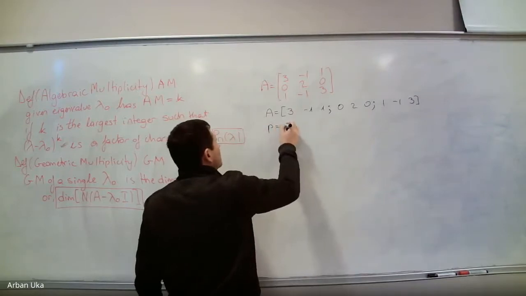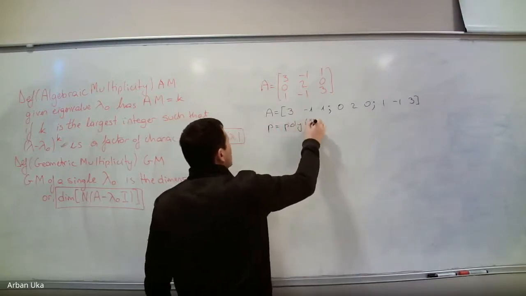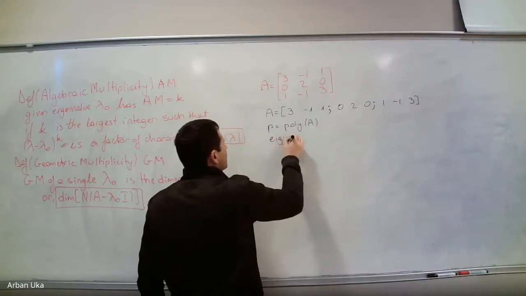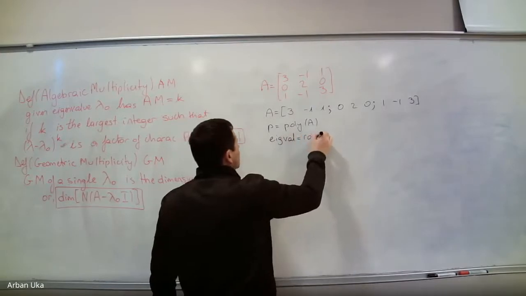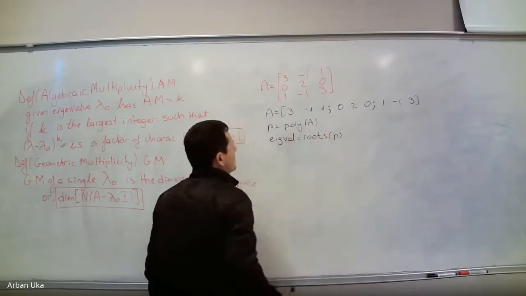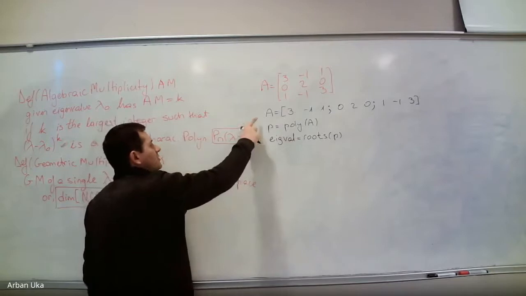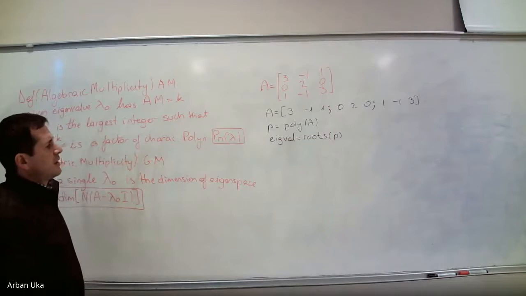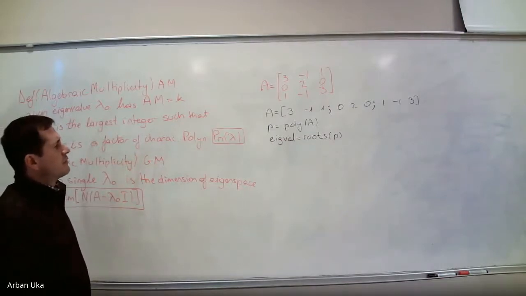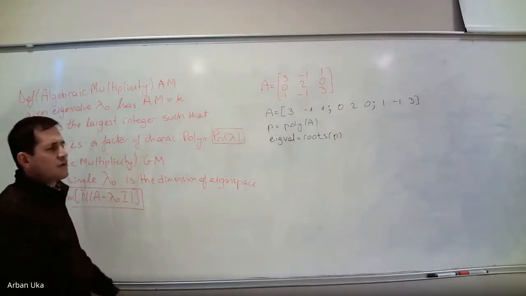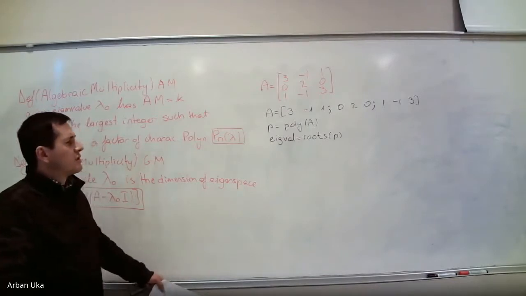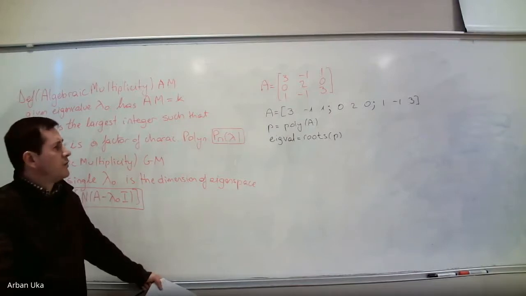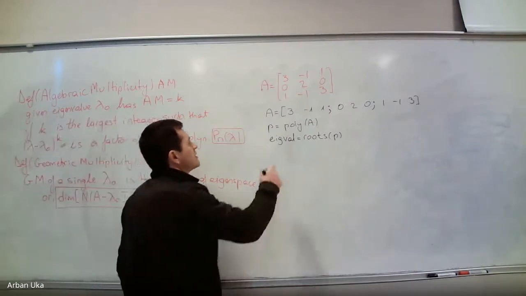Then you can say P is equal to the poly of A. Then eigenvalues, you can write here eigenvalues, equal to the roots of P. Which means that you first enter the matrix, then you find the characteristic polynomial, and this will give you the coefficients of all of the terms. So it's going to give the coefficients of lambda to the power 3, lambda squared, lambda to the power 1, and lambda to the power 0. But now, let's continue with this system.